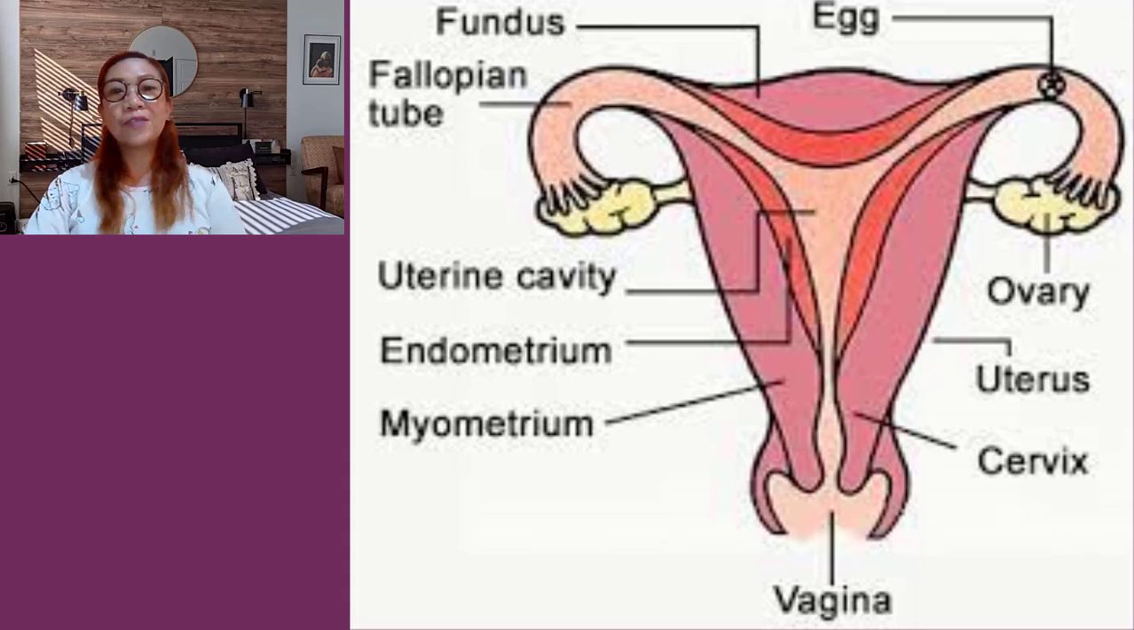The uterus is described as a hollow, muscular, pear-shaped organ, and it is located at the lower pelvis, which is posterior to the bladder and anterior to the rectum. The uterus has an estimated length of 5 to 7 cm and width of 5 cm, and it is 2.5 cm deep in its widest part.